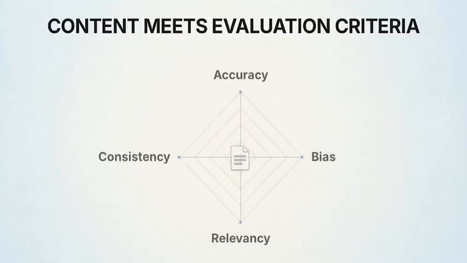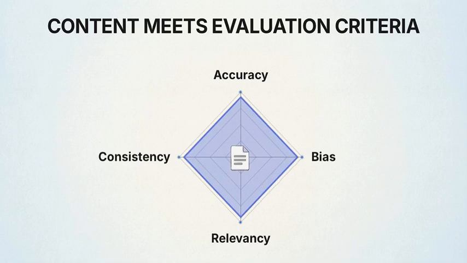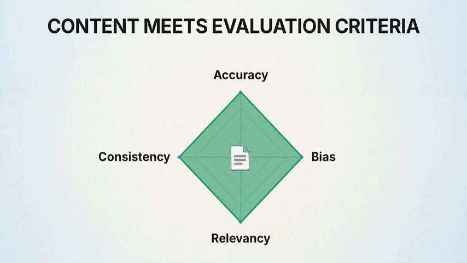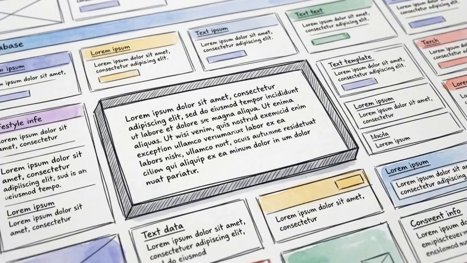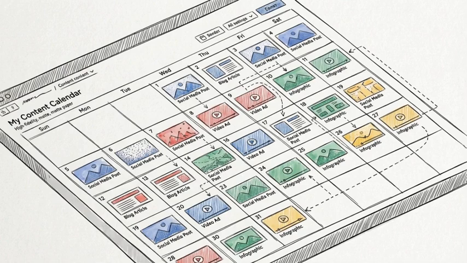This radar chart shows the evaluation criteria. Verify the final output for factual accuracy and check for inherent bias. Ensure the output is strictly relevant to the prompt and consistent in tone. Extract the successful prompt framework and document it within a personal prompt library for future use. Treating prompts as reusable code creates a scalable system for marketing production.